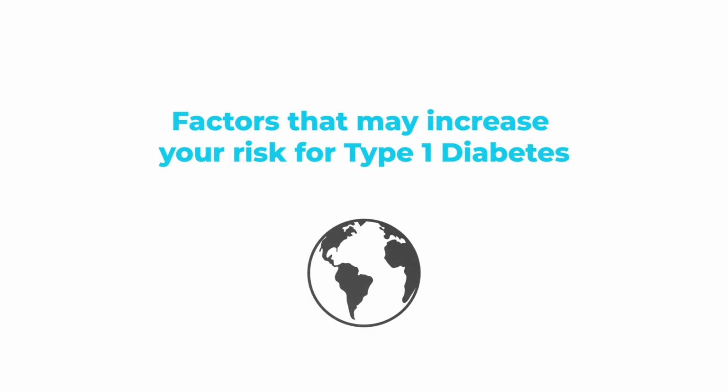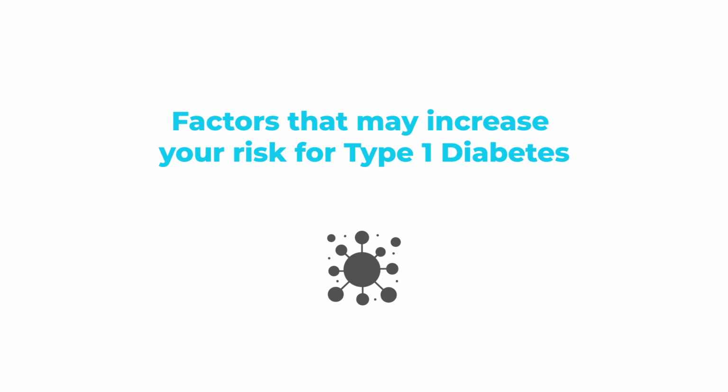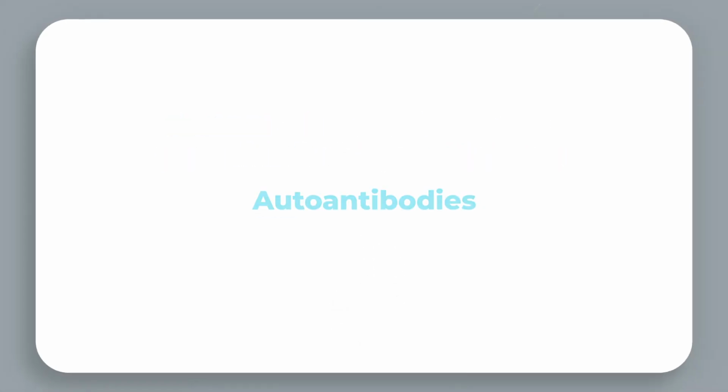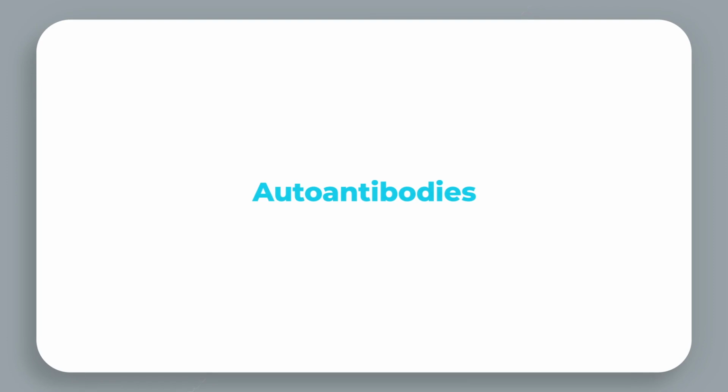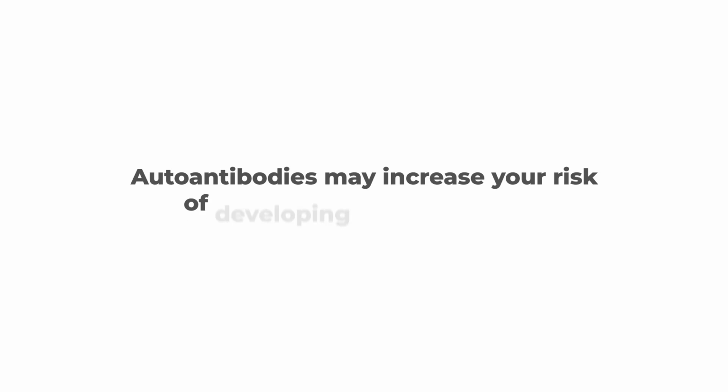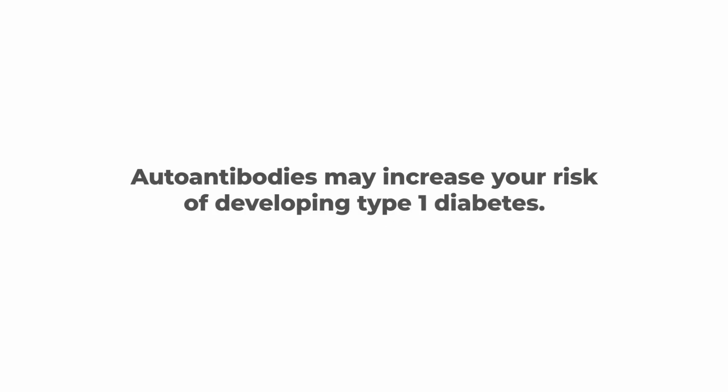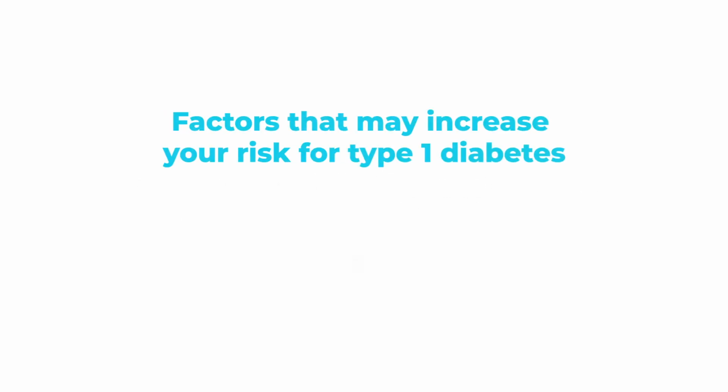Environmental factors. Circumstances such as exposure to a viral illness likely play some role in type 1 diabetes. The presence of damaging immune system cells or autoantibodies. If you have these autoantibodies, you have an increased risk of developing type 1 diabetes. But not everyone who has these autoantibodies develops diabetes. Geography. Certain countries, such as Finland and Sweden, have higher rates of type 1 diabetes.